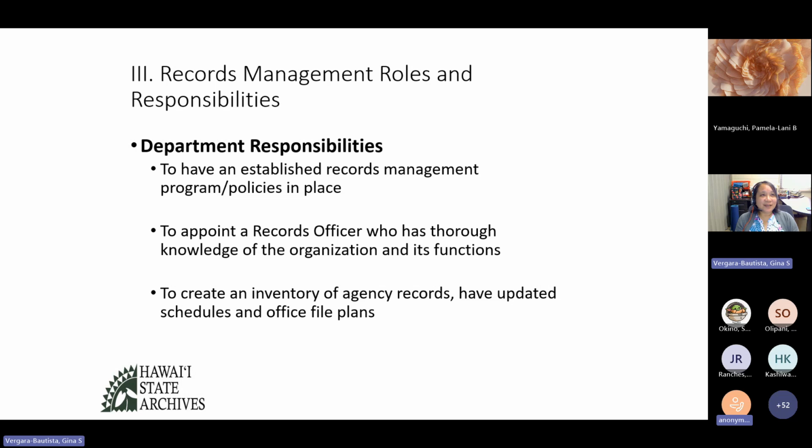So recently, I think early part of this year, we did send out a request to the various department heads to appoint a records officer or to at least update what we have on our list as records officers. And we have received from all of you. So I do have a list of them. I'll show them to you in a few slides from now.